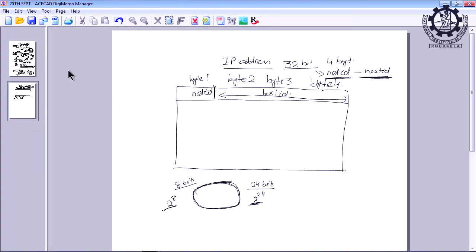So, when a particular host has to be identified, you have to search what the net ID is, that means in which network it is available, and within the network, where the host is.